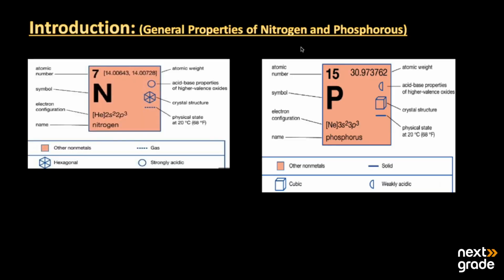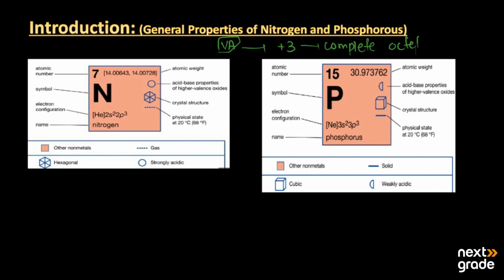So the topic we are going to discuss is the general properties of nitrogen and phosphorus. Nitrogen and phosphorus both are elements from group 5A and both have 5 electrons in their valence shell, and they require 3 more electrons to complete their octet.